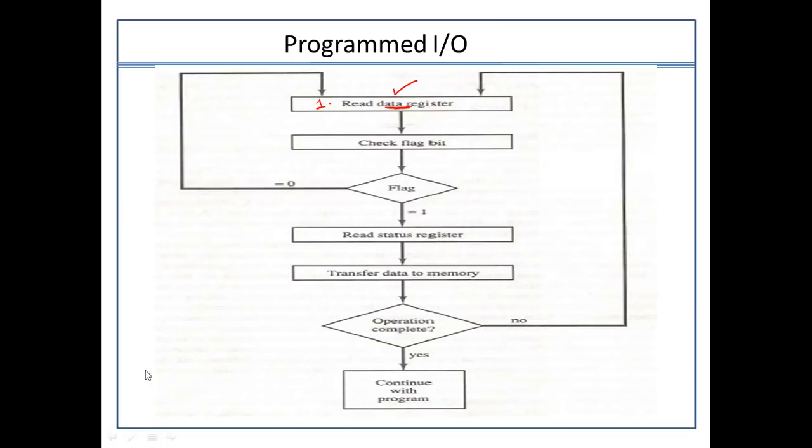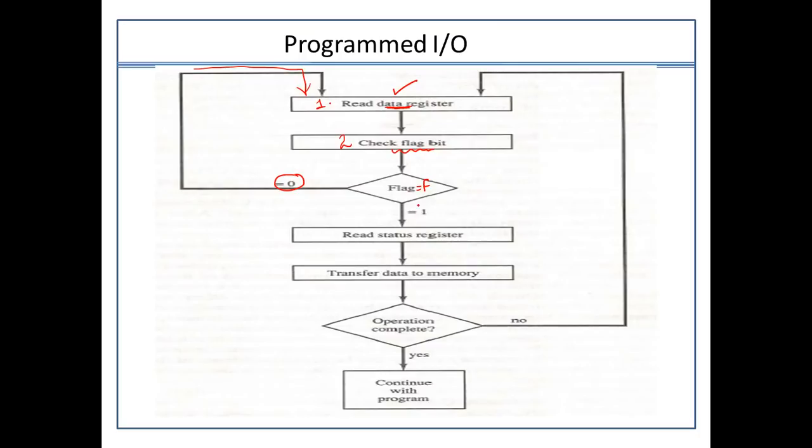So this is the next point. After reading the data in the data register, now is the point to read the flag bit. So what is this flag? Flag was that F. Okay. If the flag bit is equal to 0, it means nothing is available in the status register. Let's switch back to reading the data. This is what the processor will do.